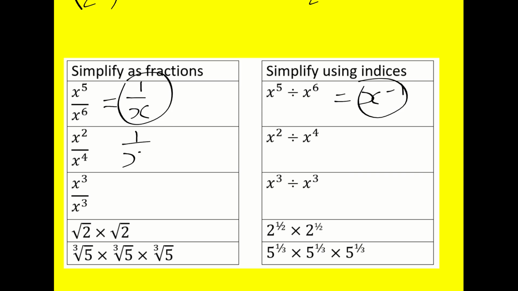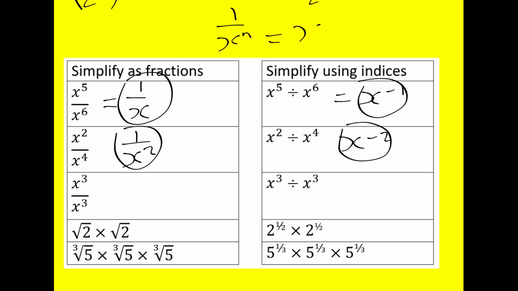This is 1 over x squared. This is x to the minus 2. That's telling us that x to the minus 2 is 1 over x squared, and we talked about how in general 1 over x to the n is x to the minus n. Similarly here you get x to the 0, and that is equal to 1. That's another one to be aware of.